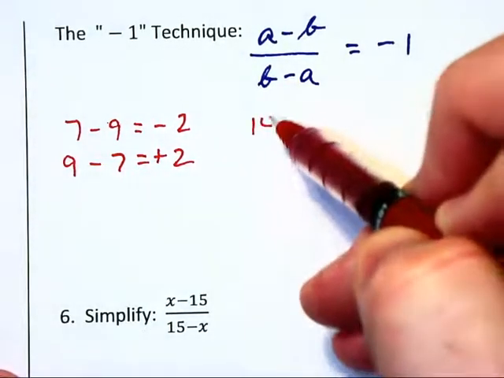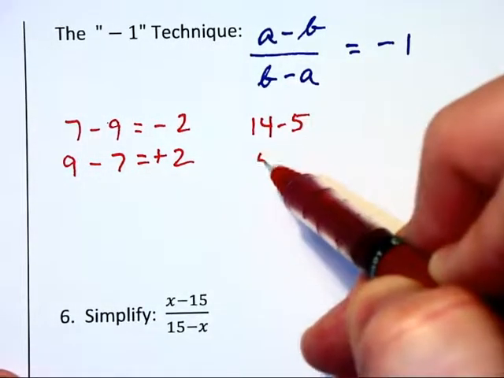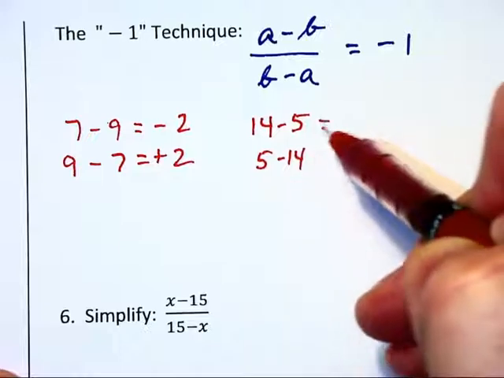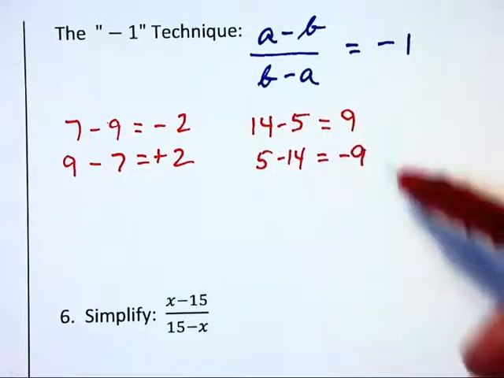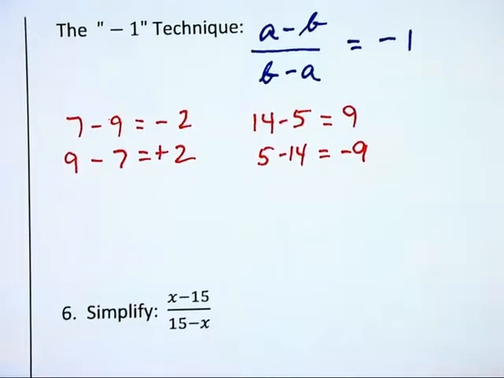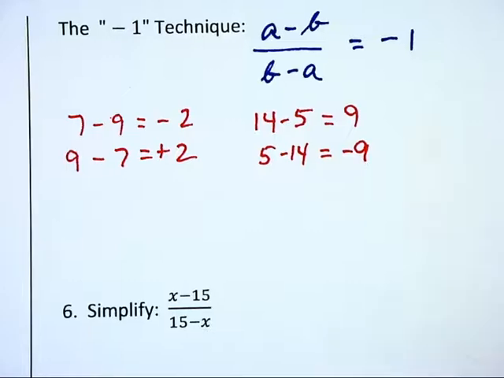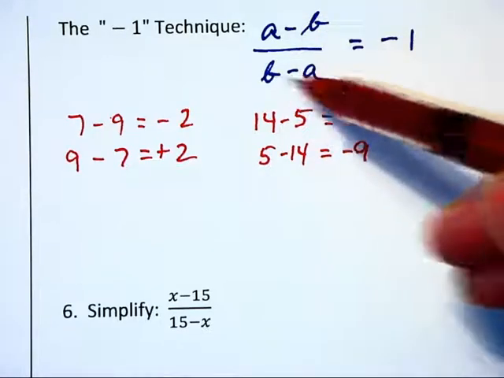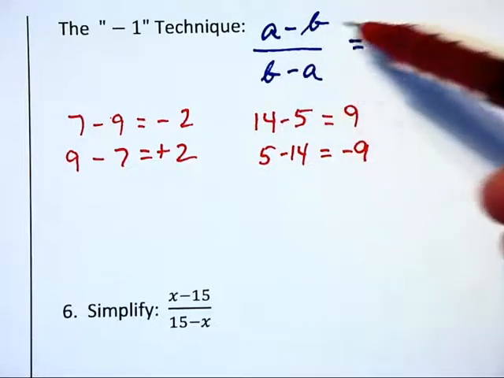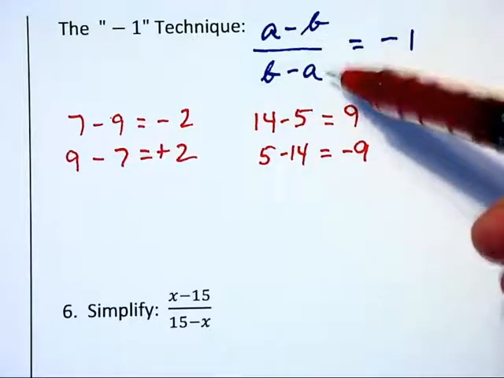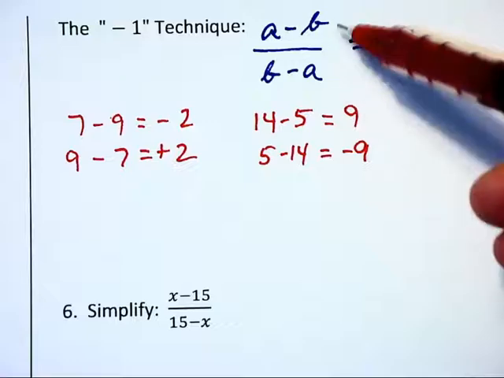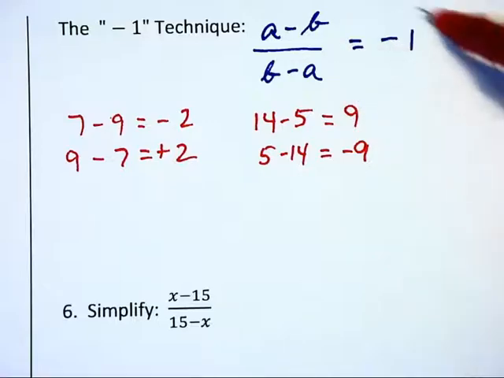Likewise, when you have 14 minus 5 and 5 minus 14, the first one gives you 9, the second one gives you negative 9. Same number when you consider their absolute value, but different signs. Well, the same thing's going to happen with a minus b and b minus a. We don't know what the values of a and b are, but we do know they will be opposite in sign. So you can cancel the numbers, leaving just the negative 1 left over.